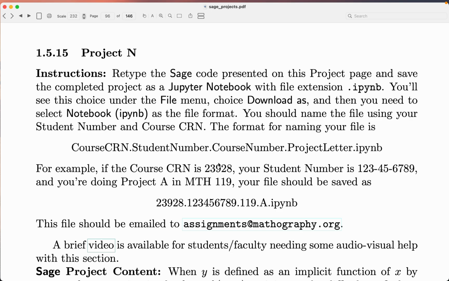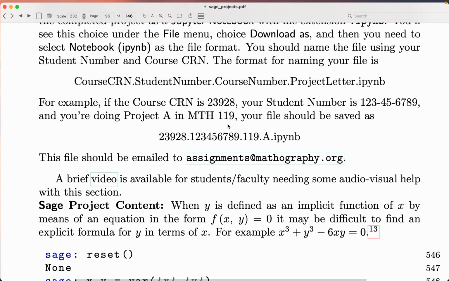Okay, Project N, Math 121. And we have Jupyter notebooks. We've been talking about it for a while, and about using a terminal. The bottom line is, the point of using Sage at this stage is to look at how it relates to what you're doing with paper and pencil.